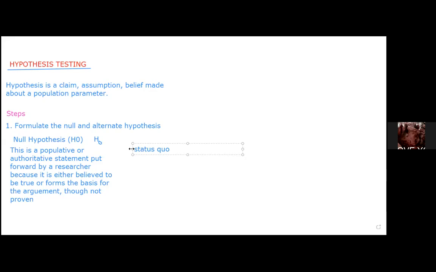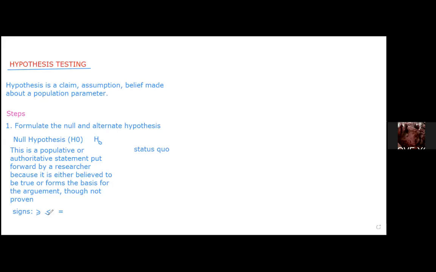So we are going to learn how to formulate the null hypothesis. Now, in formulating the null hypothesis, there are certain signs. The signs that occur in the null hypothesis are greater than or equal to, less than or equal to, and equal to. So these are the signs that are contained in the null hypothesis. Take note that the null hypothesis must have some form of equality.